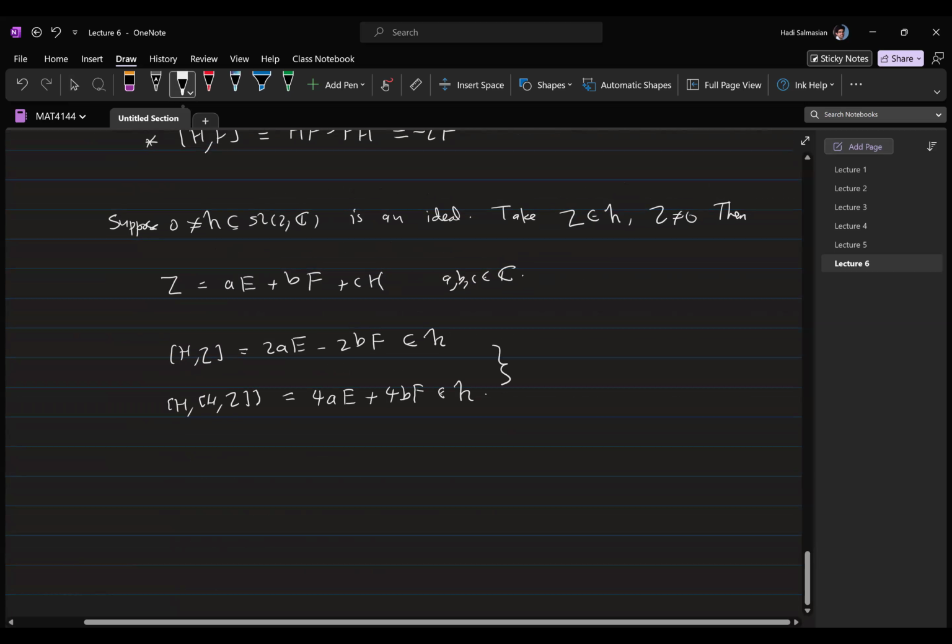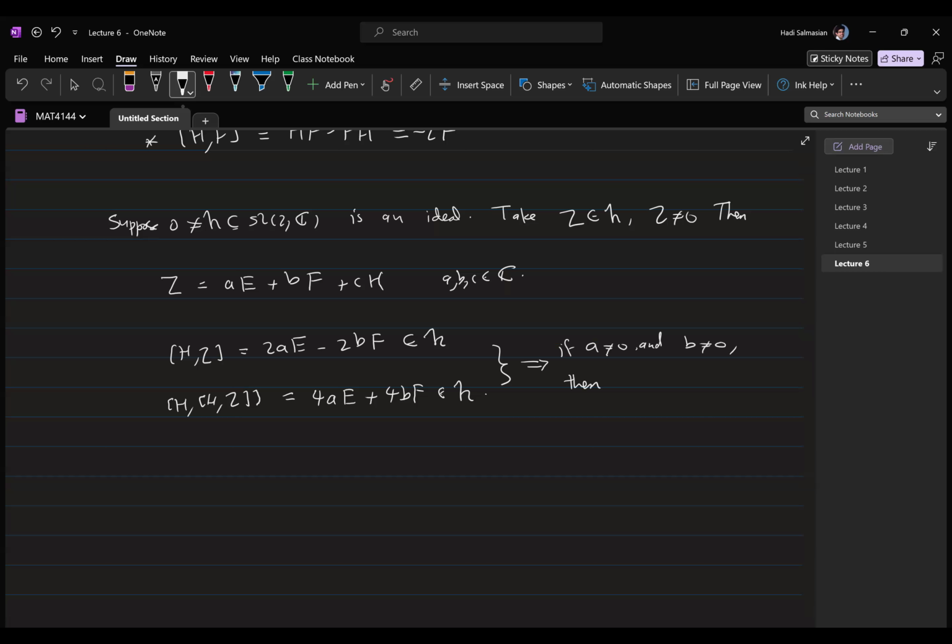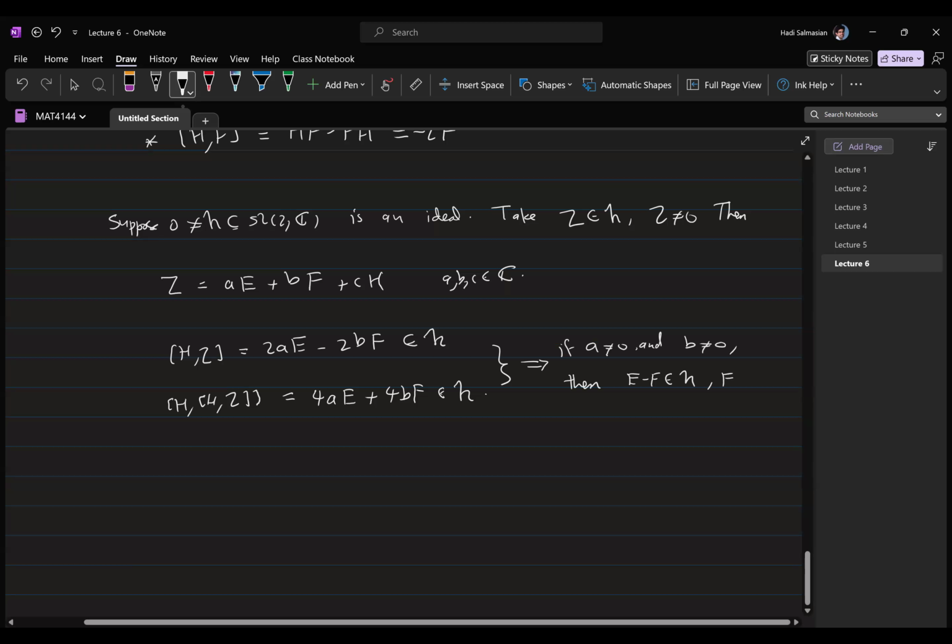So now what does it mean? If a is non-zero and b is non-zero, then what can I do? You can take the difference, and add the second line. That's right. So the first one basically says E minus F is in H. Then the second one also says E plus F is in H. And from these two, it follows that E and F are in H. Just do the linear combination of these.